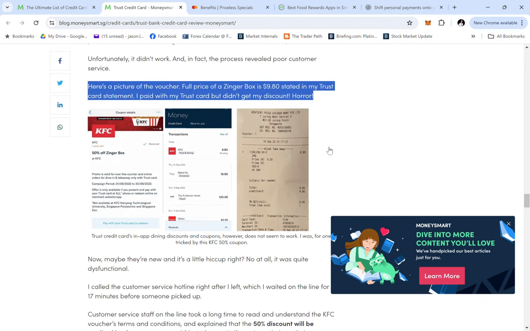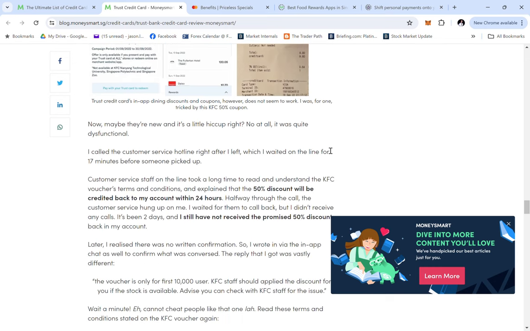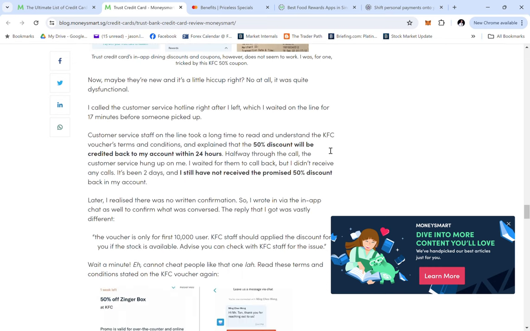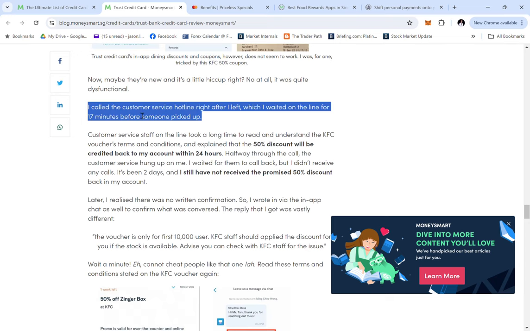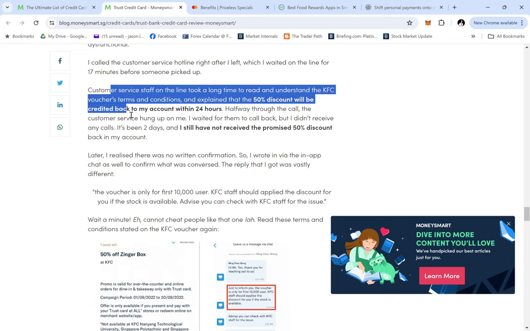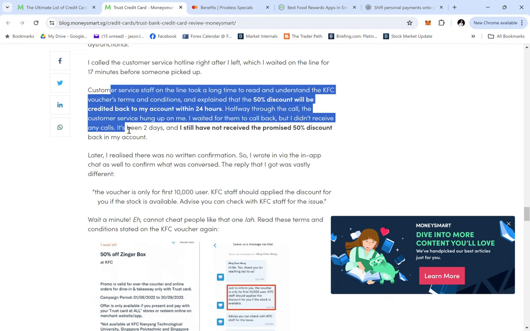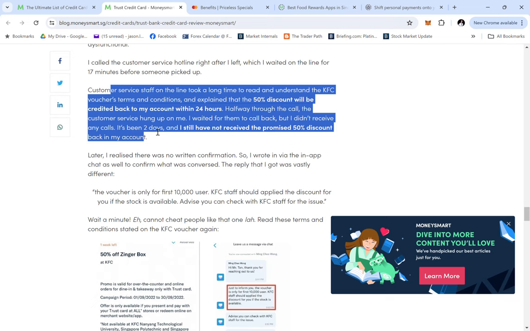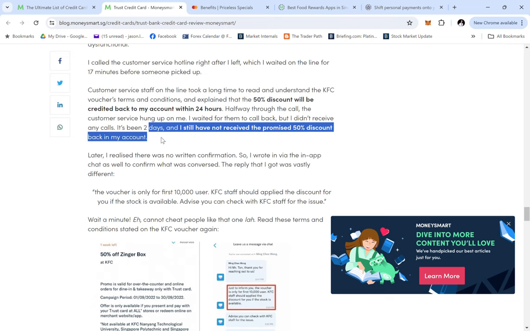Oh well, the author of this article actually paid for a Zinger box with the Trust Card, but did not get the discount. So it's still a little bit dysfunctional. He waited on the line for 17 minutes. The customer service staff took a long time to reply and explained that it will be credited to the account within 24 hours. Yet after 2 days, the promised 50% is not back yet.